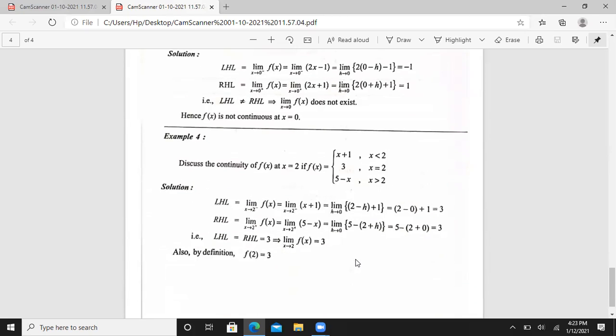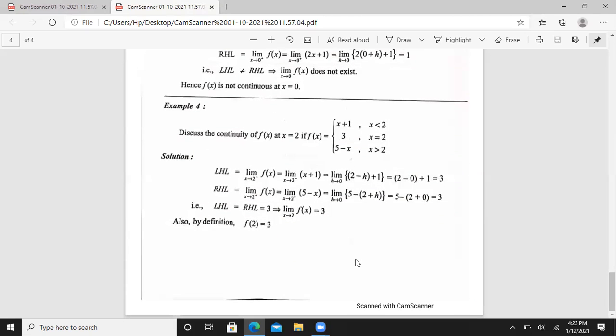Okay. Only we take the LHL and RHL. After that, you check whether LHL is equal to RHL, otherwise LHL is not equal to RHL. Okay, you see this one. The fourth one is also the same.